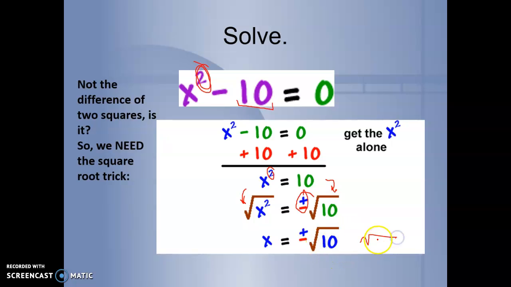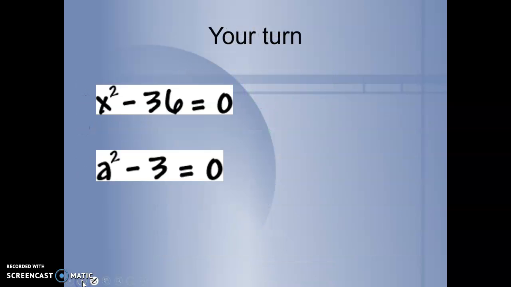If we look at prime factorization, 10 is just 2 times 5, so there is no further way to simplify that. We would write that then as x equals negative square root of 10 or positive square root of 10. All right, let's try these. x squared minus 36 equals 0. Pause the video, see if you can work this on your own, and then come back and check your work.